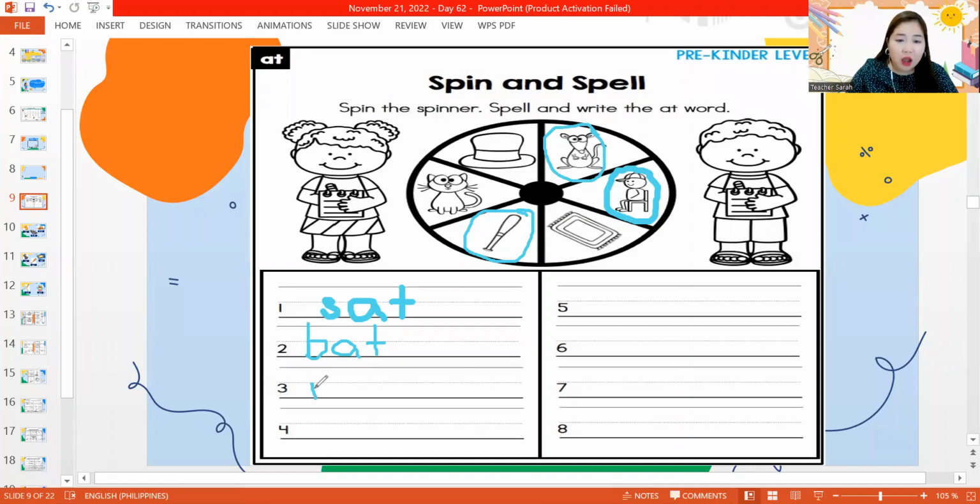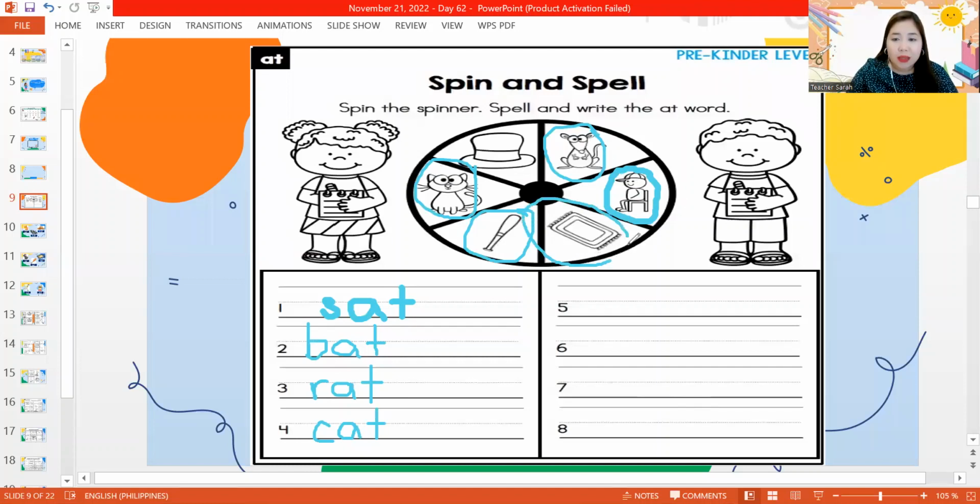Very good. R, A, T. Rat. Next one, we spin, spin, spin, spin, stop. We have this one. What animal is this? This is a cat. C, A, T. Cat. Next one, let's spin, spin, spin, spin, stop.